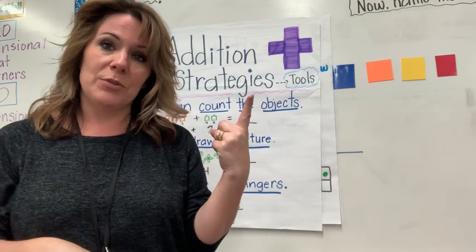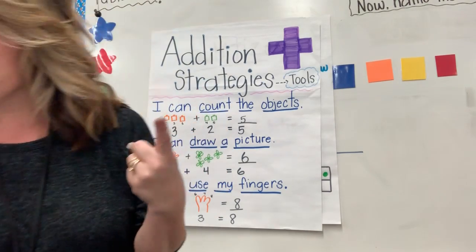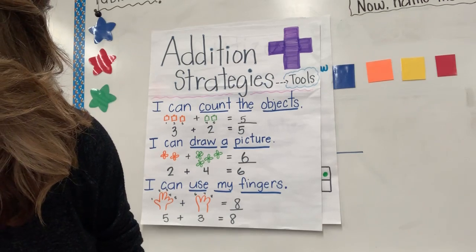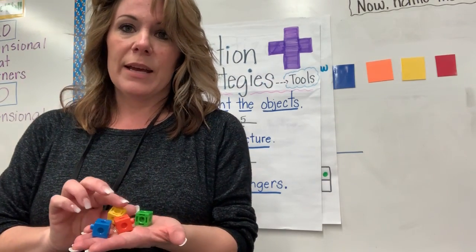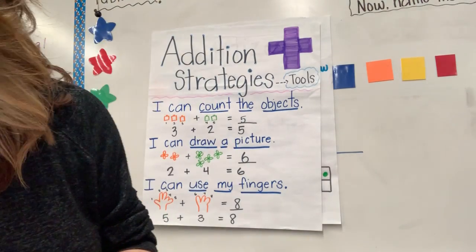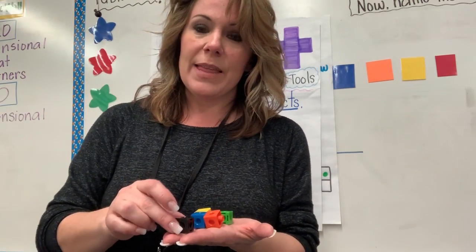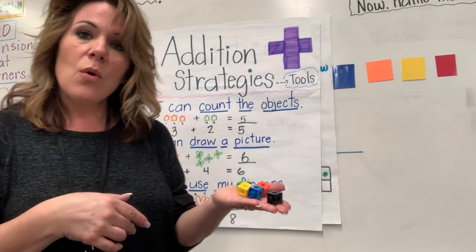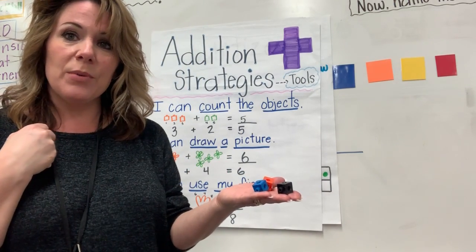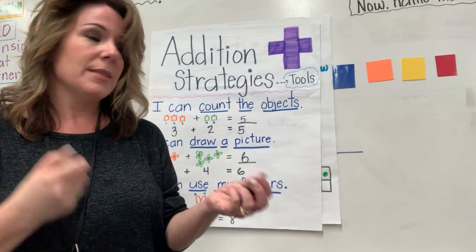So we can use objects. We can count objects all together, just like I have a couple objects here. Okay, if I have them in my hand, and if I'm going to add to them, I can then count them all together, and that's using my addition strategies. Or if I'm going to take away, I can take some away. And that's how we use our counting with objects.